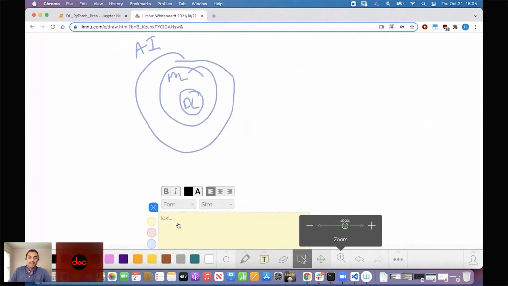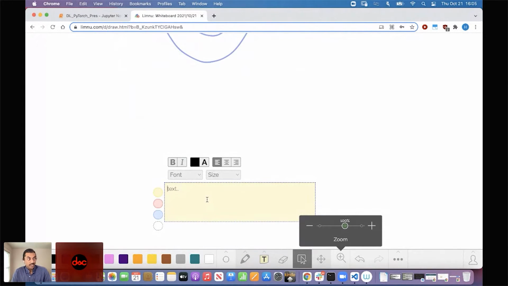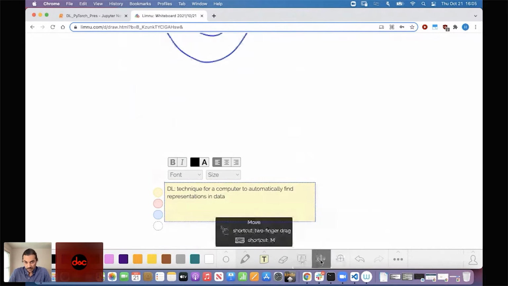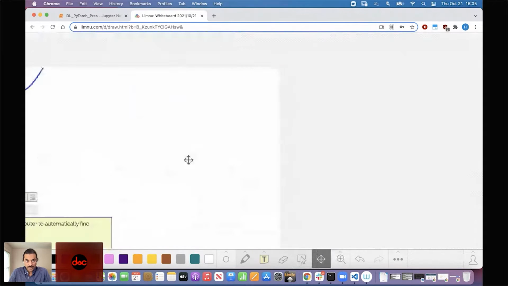Okay. So deep learning is a technique for a computer to automatically find representations in data. That to me is the simplest definition of deep learning: a technique for a computer to automatically find representations in data. Okay, so let's explore this a little bit.